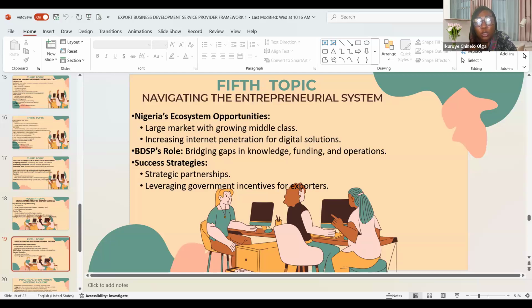In the success strategies, there are strategic partners. You need reasonable partners, not partners that won't bring anything to the table. You need partners that will grow your business, and then leverage government incentives for exporters. There are a lot of incentives that exporters have not been given. There's EUDR, and there's Spine that is wanting to collaborate with people. So that's what the BDSP does. It finds that there's a need here, keys into it, and then strategizes.